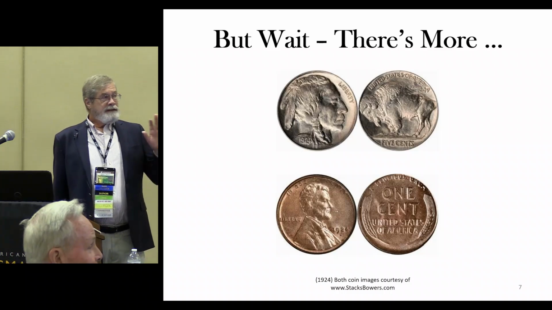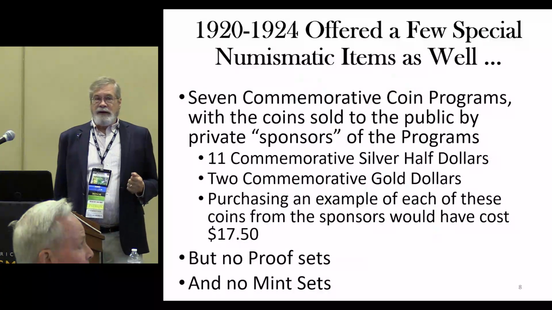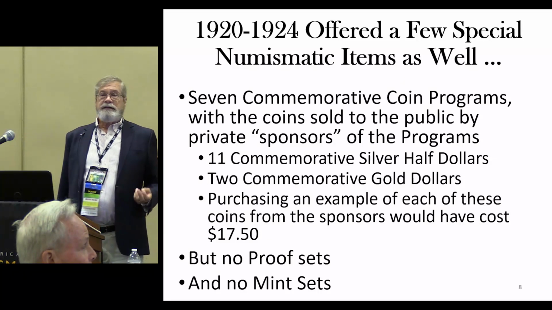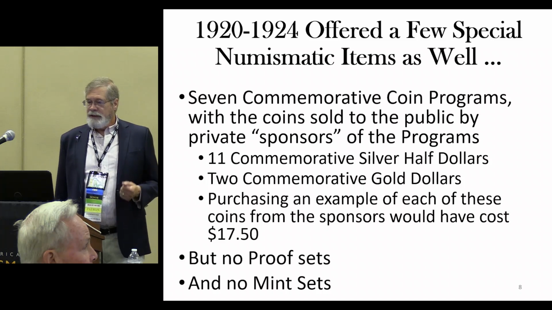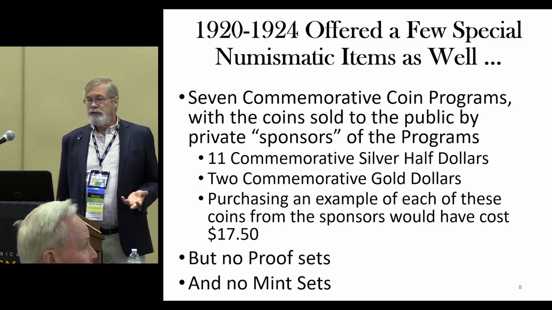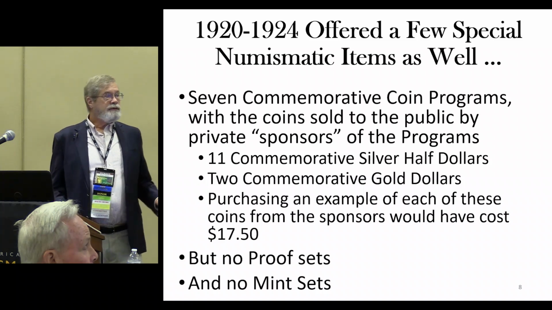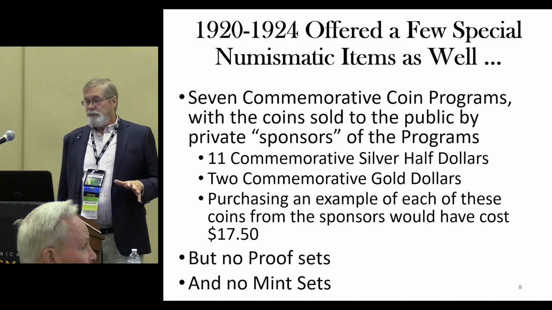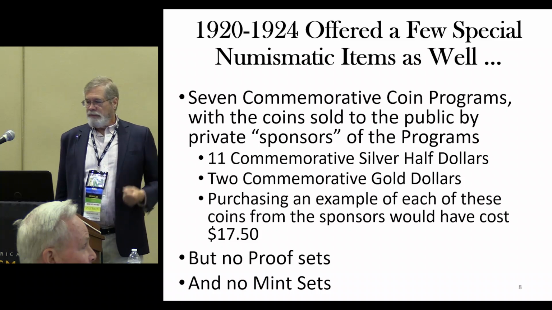In the 1920s, that was basically what you would have seen, but during the first 5 years of the 1920s, you had a few other things that you could get. There were 7 different commemorative coin programs, precious metal programs, where you could have gotten a total of about 13 different coins, 2 gold and 11 silvers. But they didn't have any proof sets and they didn't have any mint sets the way we have now today. So that was basically it. You had the circulating coins and a handful of commemorative coins.